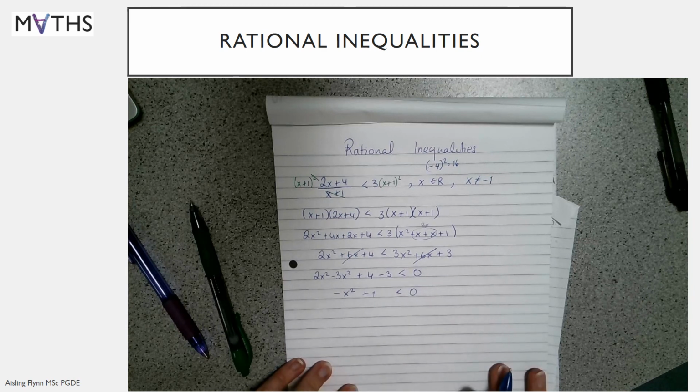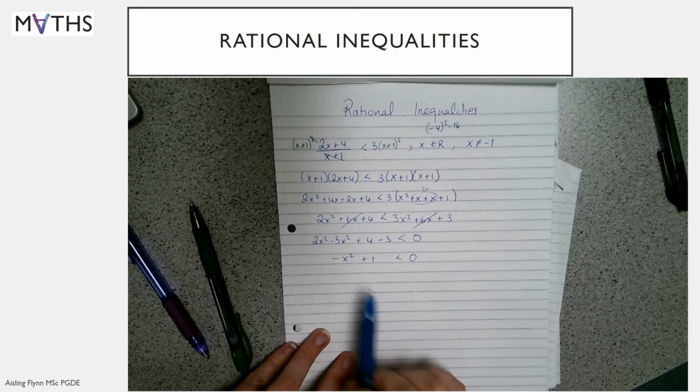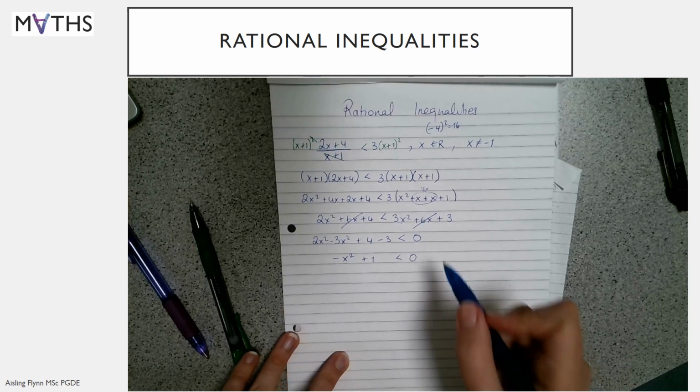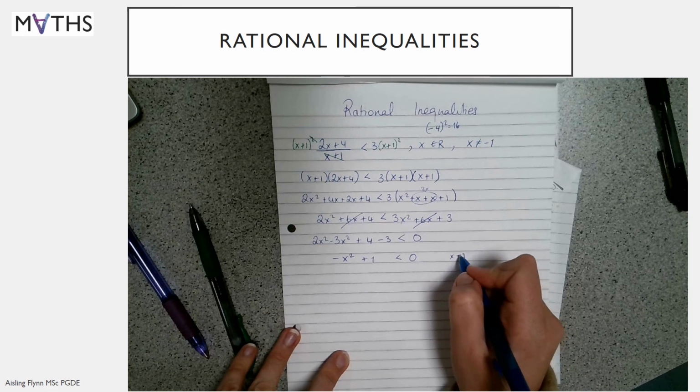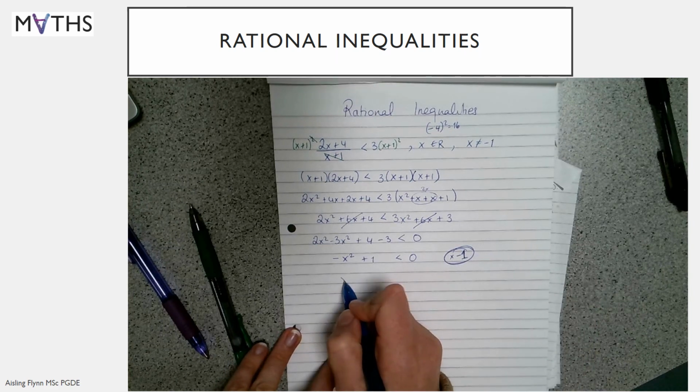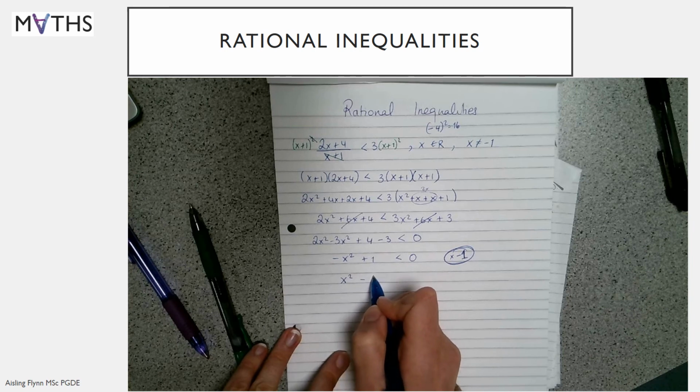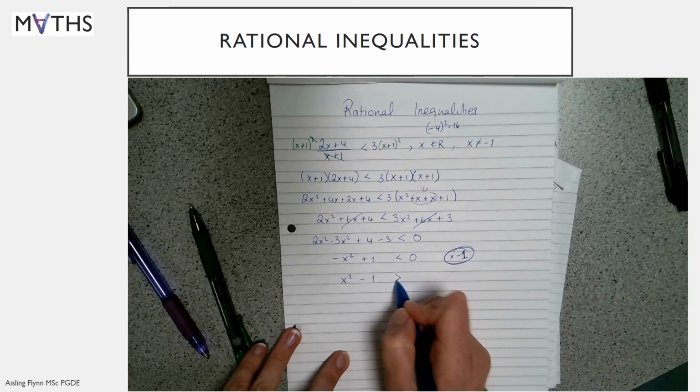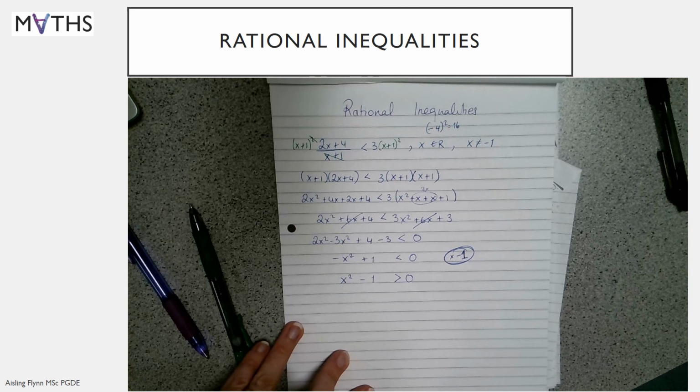Now, what would you like to do here? I'd like to lead with a plus x squared, so multiplying by a negative. What do we do there? We can do it all right. X squared minus 1, but change this one around, greater than 0. Now, so we've got a quadratic.